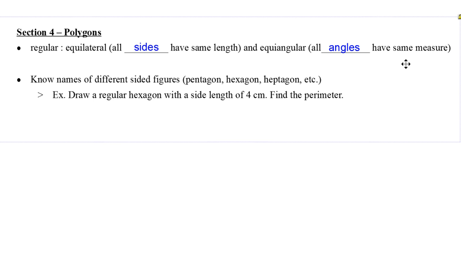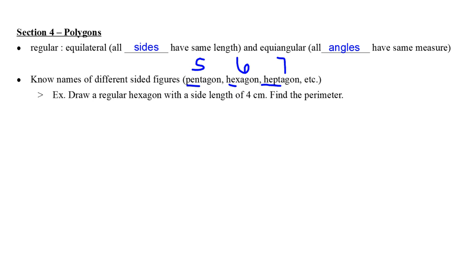Now we got to know the different types of polygons. So you should know the names of the polygons, pentagon, hexagon, heptagon, and so on, and know how many sides each of those things means. So just as a quick review, pentagon means 5 sides, hexagon means 6, heptagon 7, and so on. You should know octagon means 8, that kind of thing.